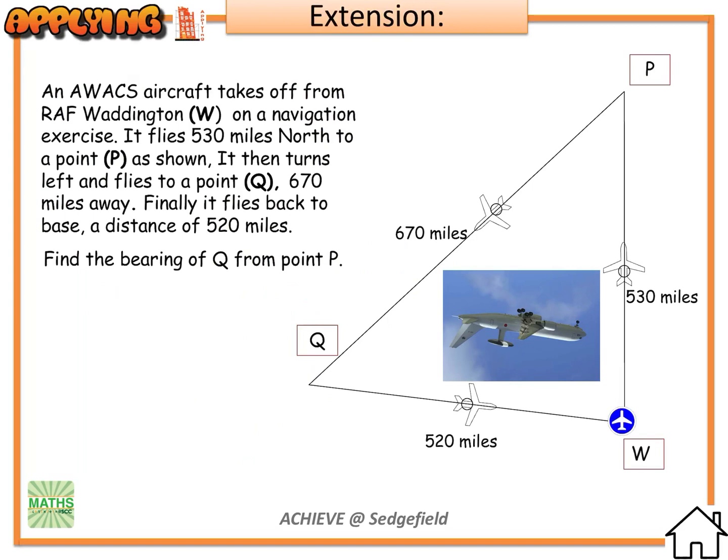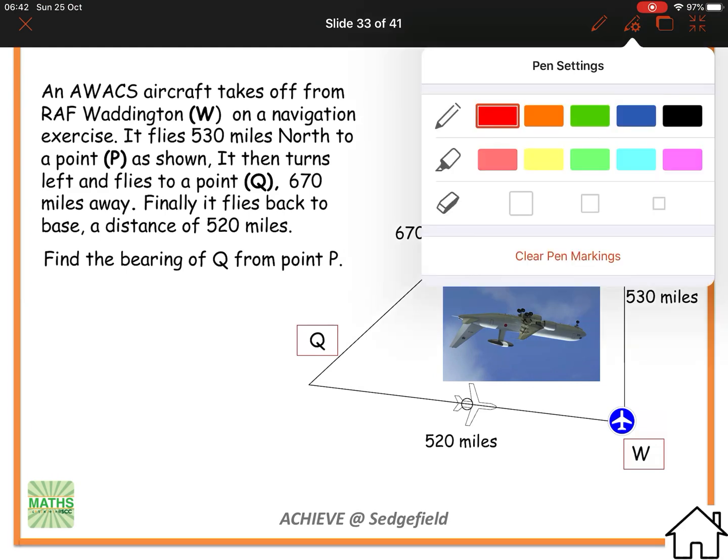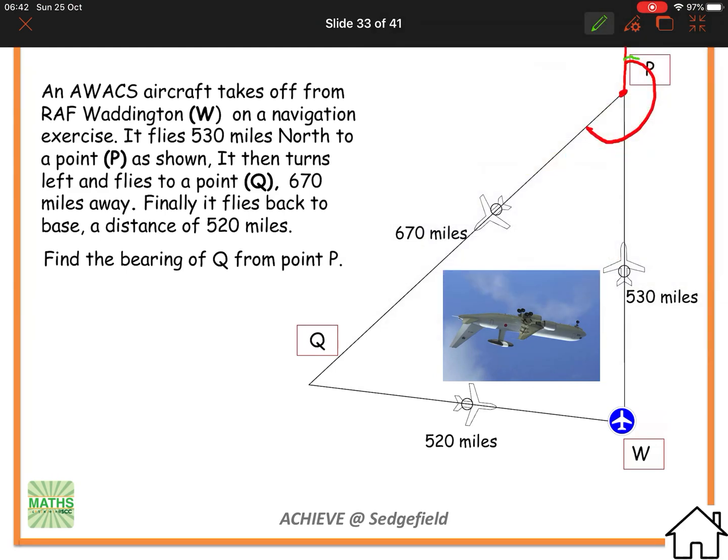Okay, well basically all we've got to do here is find the bearing of Q from P. So let's look at P, and we always put in a north line. From the north line, measure in a clockwise direction around to Q. That's the angle we're trying to find. And it should be obvious to you that this angle is 180 degrees. This angle, if we can find it, we're just going to add it to 180. And how do we find it? It's a perfect situation for the cosine rule, with A being equal to 520.